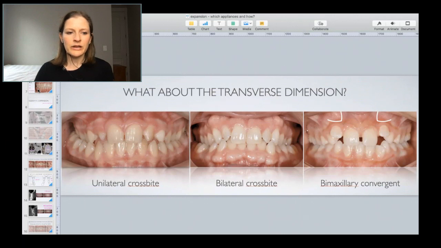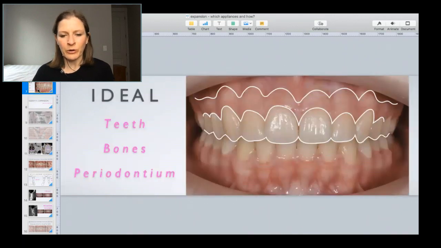So I'll click over to here so that we can all look at normal. So normal here, as I alluded to earlier, you see that the teeth are upright in the bone. We don't have that extreme lingual inclination. And if we have the teeth upright in the bone, we're going to have healthy periodontium and healthy occlusal load. And notice there's no wear here.